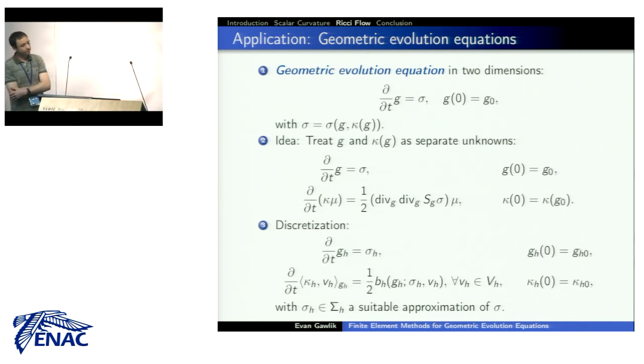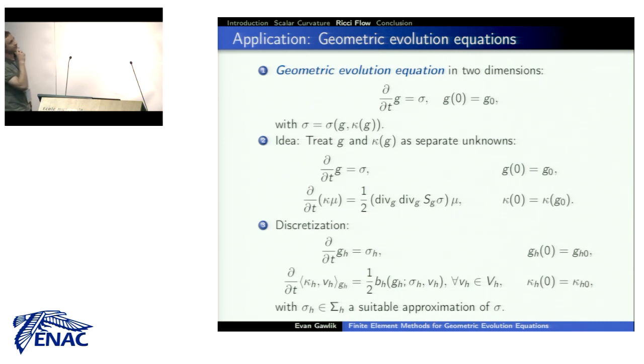So I'll just briefly explain how this can be applied to geometric evolution equations. We did a lot of the hard work already, so now the rest is more straightforward. Imagine that I take a geometric evolution equation like this. The time derivative of a Riemannian metric G is equal to some given function sigma, and I'll assume sigma is a function of G and the scalar curvature kappa.